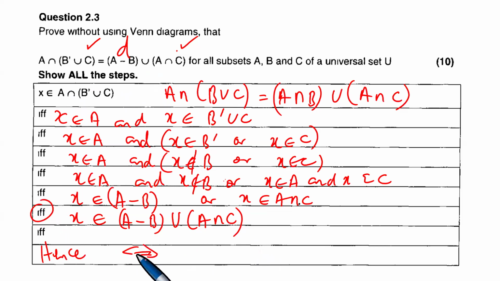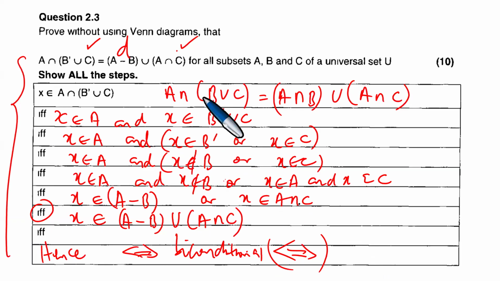The if and only if is also called a biconditional, and a biconditional is an implication in both directions, left and right. It is something you need to take note of and understand very well. It is very important that you understand these set theoretic operations. That is exactly what we have.